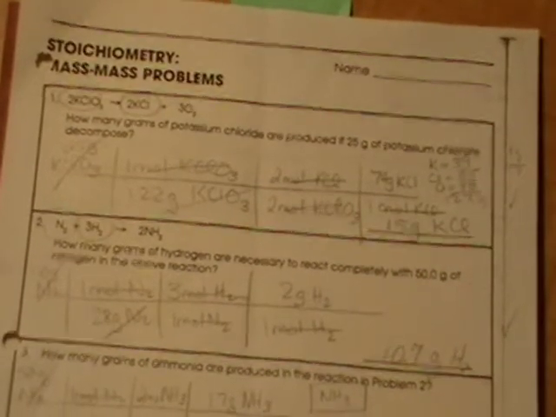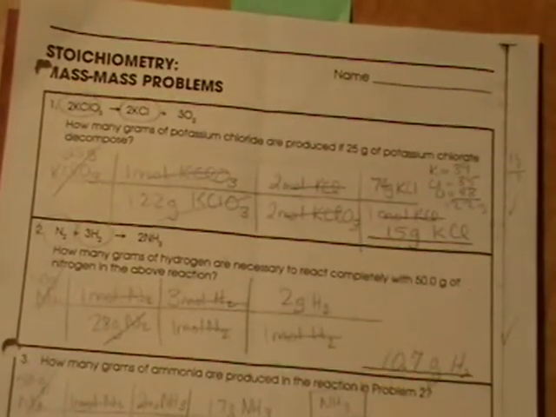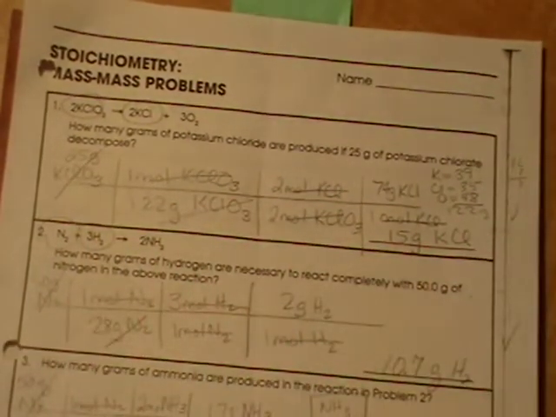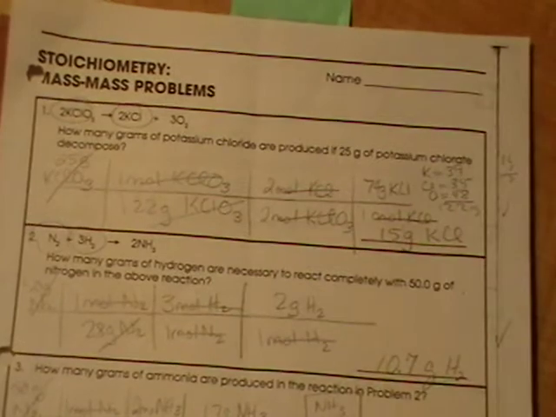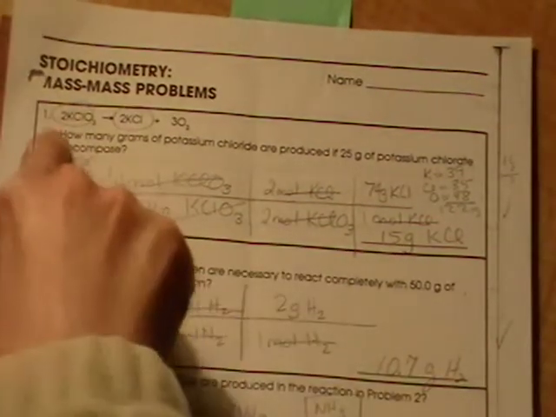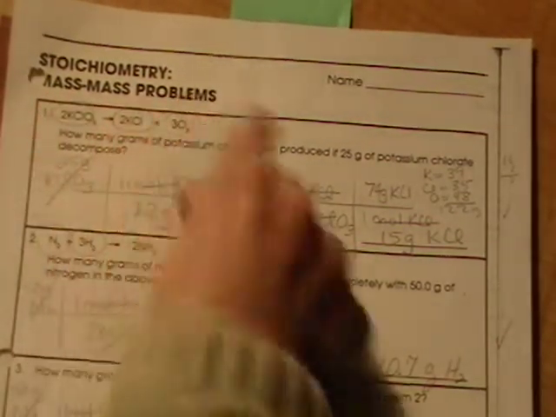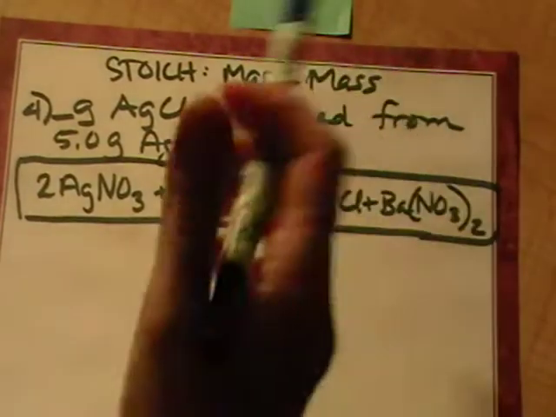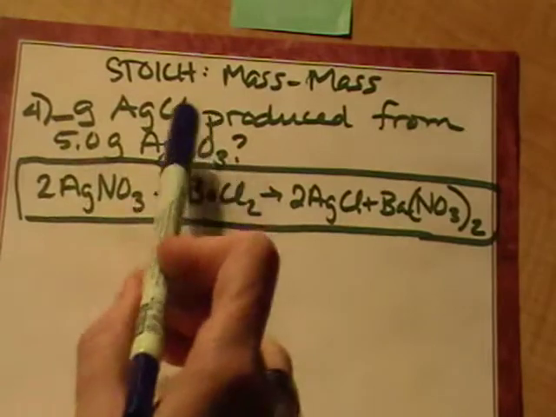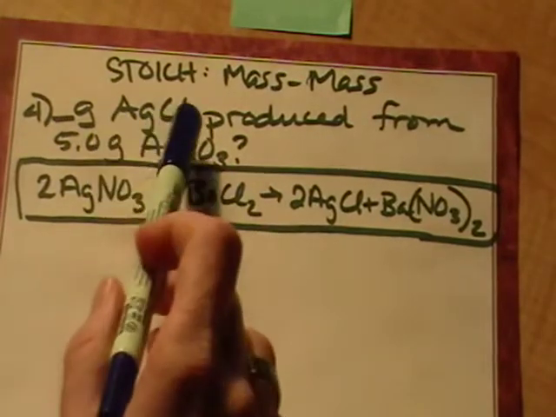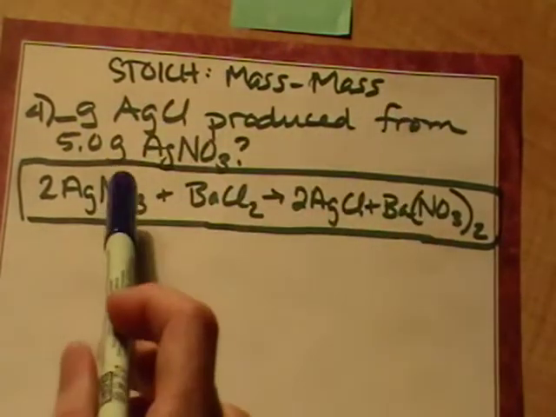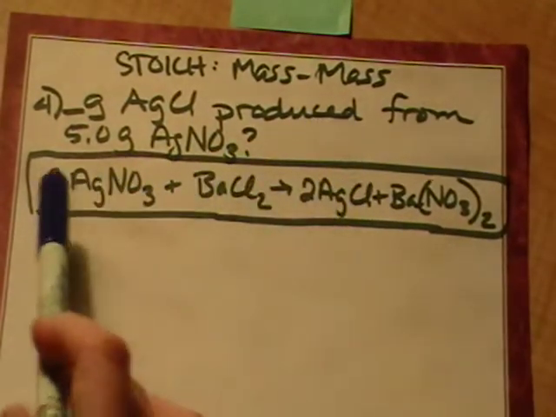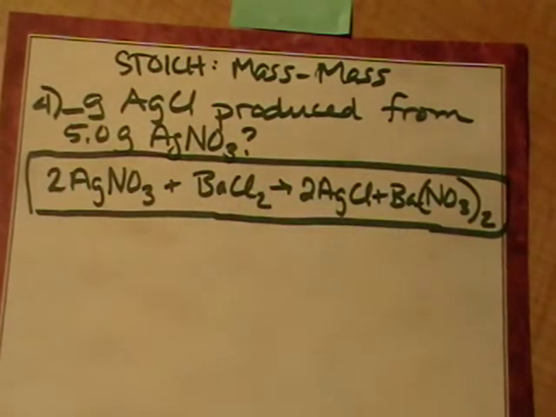We're going to go over a stoichiometry problem here. This is mass, which as you can see involves many more steps than just a mole-mole combination. So the question we're looking at is number 1 on the mass problems. I wrote out the problem here. Basically, you're trying to figure out how many grams of silver chloride are produced from 5.0 grams of silver nitrate. And here's the balanced chemical equation.